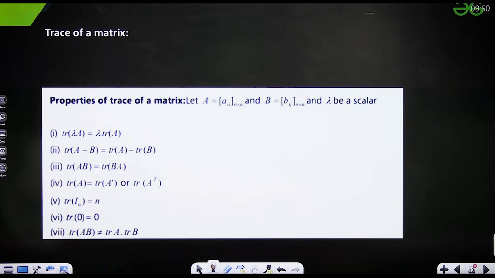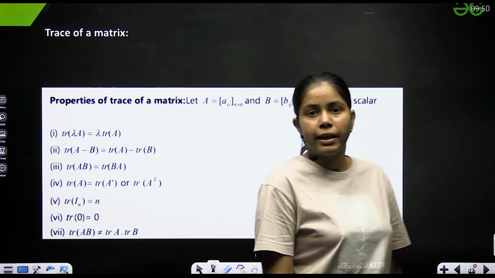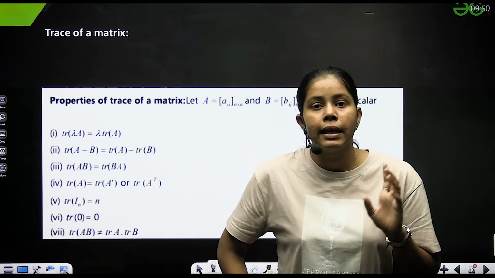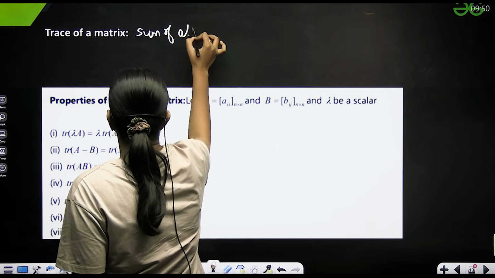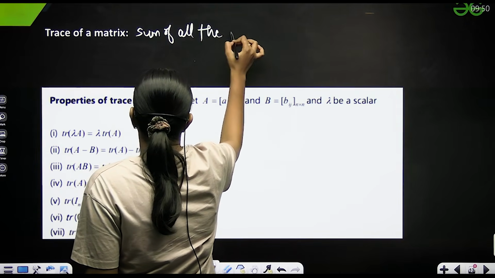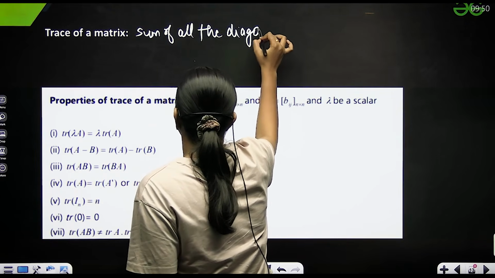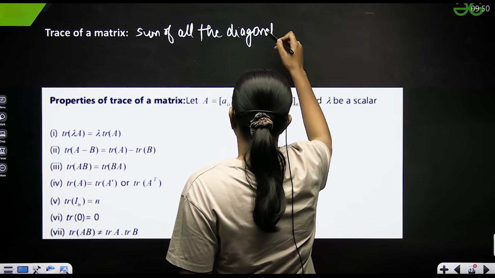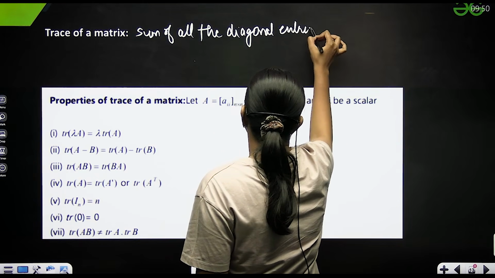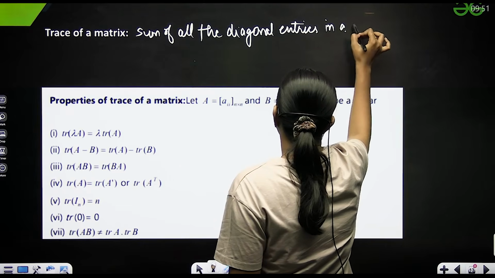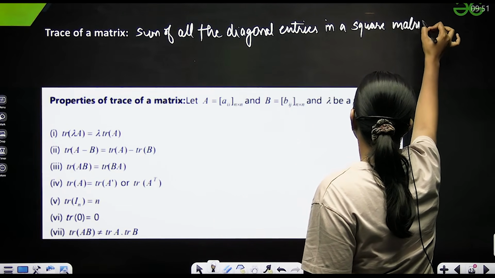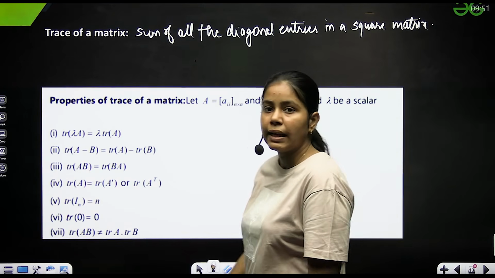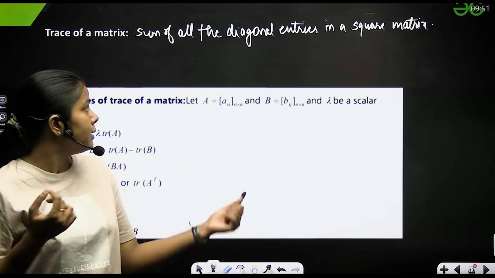Right, now let's see further. The next thing we have is the trace of a matrix. So what is the trace of a matrix? Now we know what the diagonal entries are. If I take the sum of all the diagonal entries in a square matrix, obviously when we talk about the diagonal, it would be a square matrix. So the sum of all the diagonal entries in a square matrix gives me my trace.